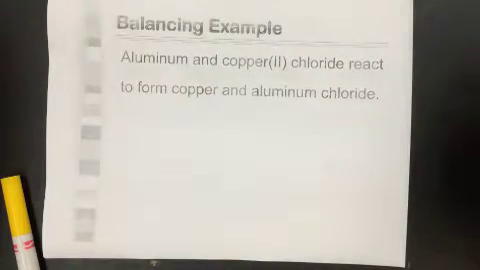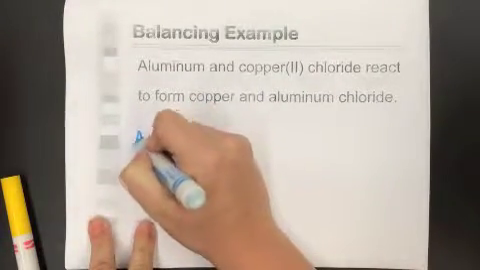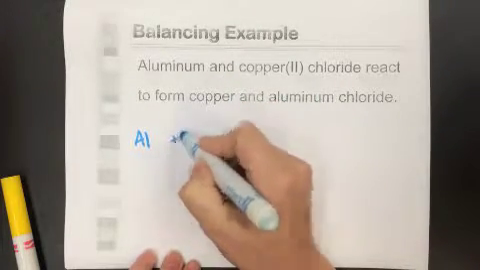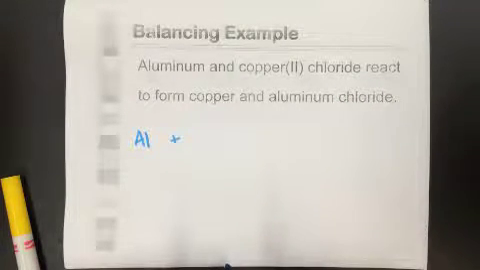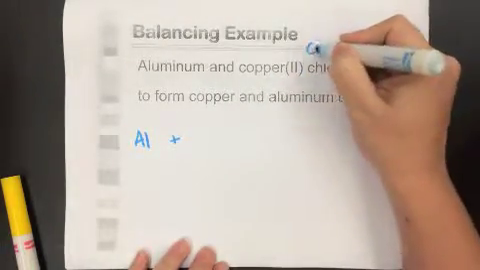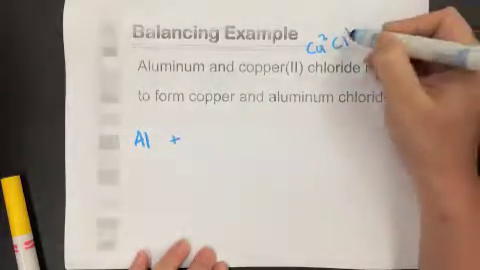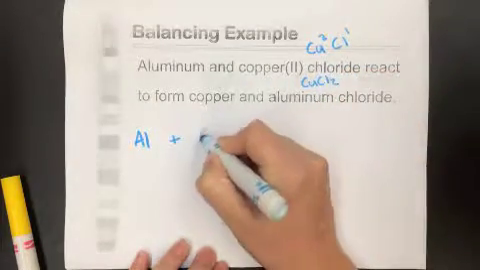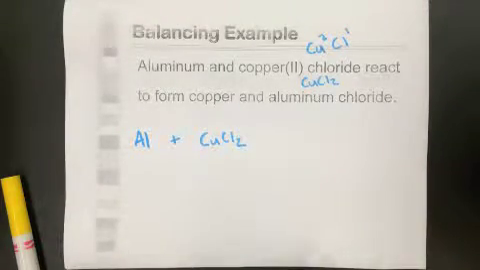Aluminum and copper 2 chloride react to form copper and aluminum chloride. So aluminum is Al. It's not a diatomic, so you can just write it as Al. And means plus. Copper 2 chloride. Now here's where the problem comes in. If you still don't know how to write chemical formulas, you're going to be in trouble. So copper 2 chloride means you have Cu with a charge of 2, chlorine with a charge of 1. So when you crisscross for copper 2 chloride, you get CuCl2. So down here, you should write CuCl2. So if you do that incorrect, your whole answer is going to be wrong.